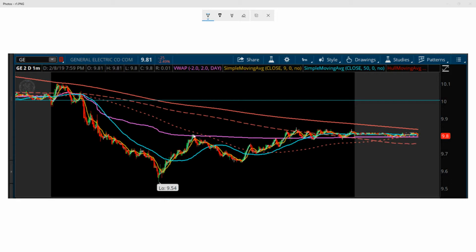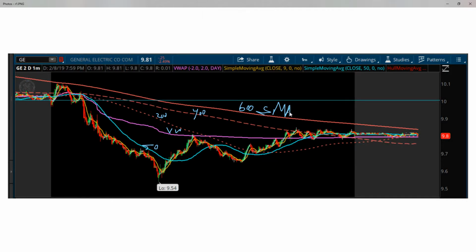Before, the 9 used to work really good. Now for some reason it's just not doing it as much. But for right here, you have a 50. That's the 50 SMA. Then you got the VWAP, which is the purple. Then you got the 200, which is the dotted line SMA. The 400, and the 600. This will help you find out what the market is doing. These are all SMAs, simple moving averages.